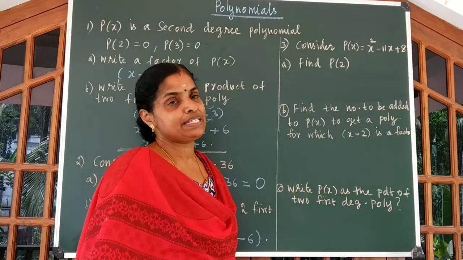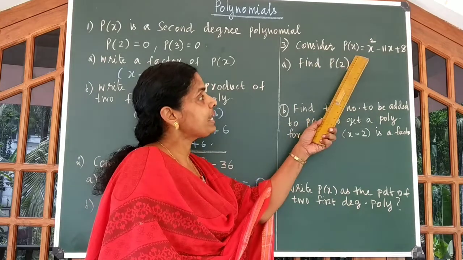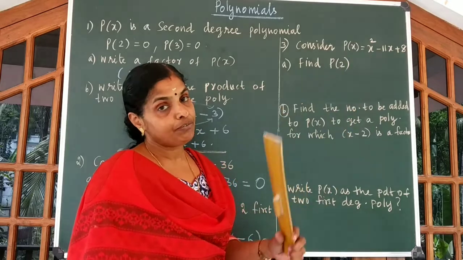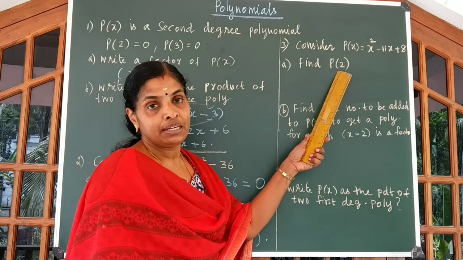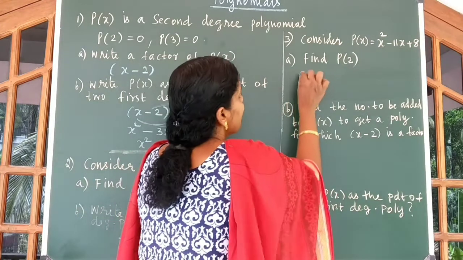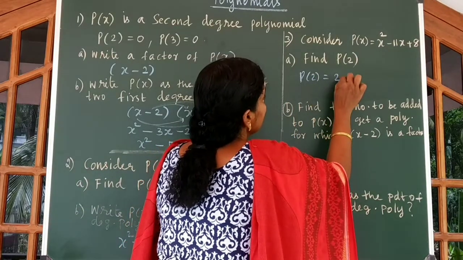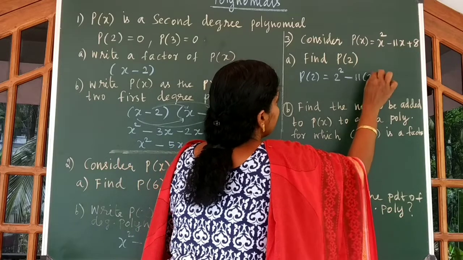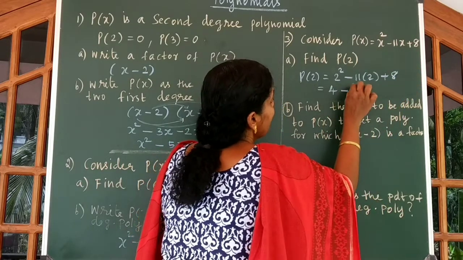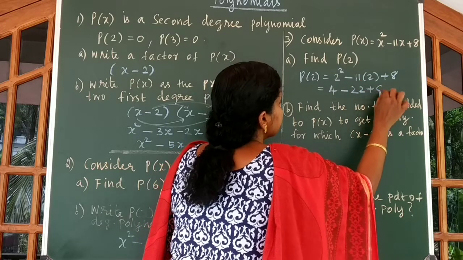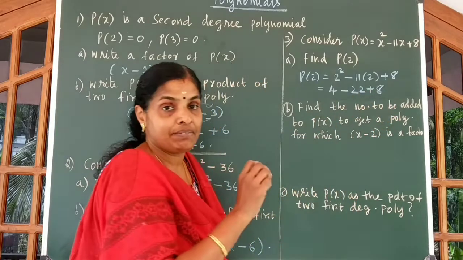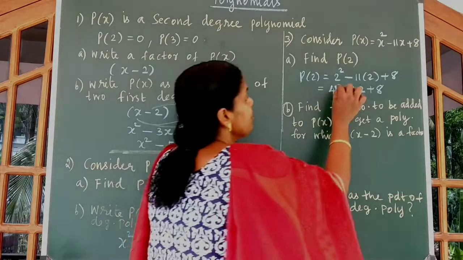Come to the third question. Consider P of x is equal to x square minus 11x plus 8. Find P of 2. That is, replace x by 2. So you get P of 2 is equal to 2 square minus 11 into 2 plus 8. That is equal to 4 minus 22 plus 8. Now here 4 and 8 are positive numbers. Add those two. You get 12.